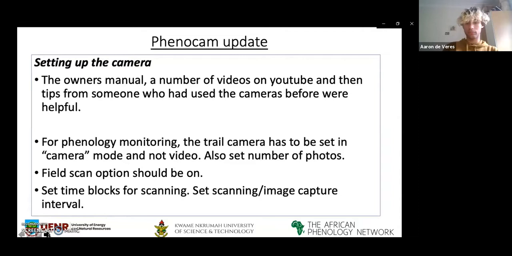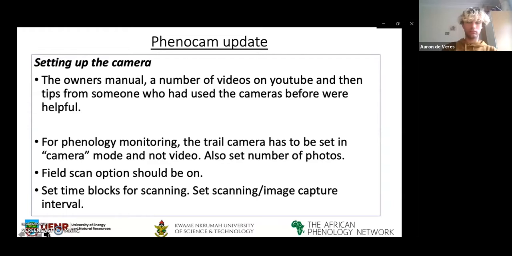And you can set time blocks for scanning. There is a time A and then the time block B. And you define the time intervals within which the camera should scan and take pictures. And so for the ones that I put out, I did the morning setting 7 a.m. to 12, and then an evening setting from 3 p.m. to 6 p.m.